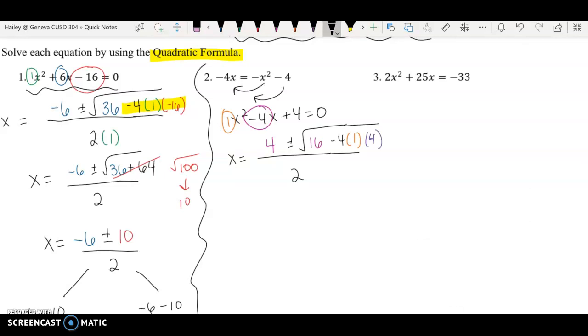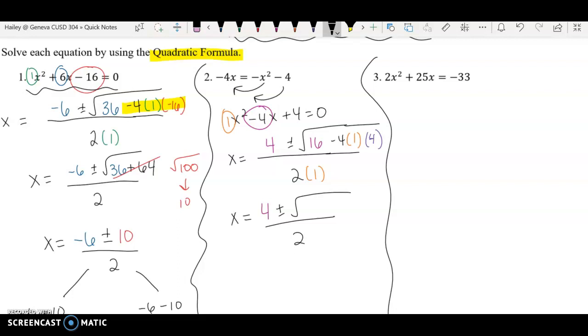This is all under the square root, all over 2a again, which is 1 again. So yet again, I'm going to try and clean this up a little bit. We have our 4, and then plus or minus square root of something. So we've got to figure out what that something is.